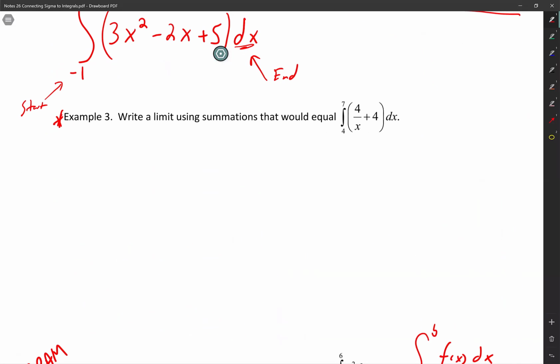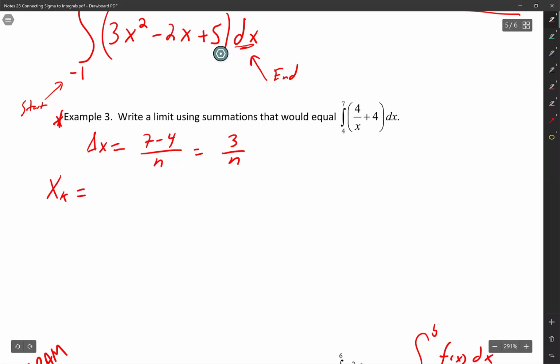Okay, let's go back to the one we didn't do. All right, let's see if we can figure this one out. Don't worry, guys, we're almost done. Let's see. Change in x: 7 minus 4 divided by the number of rectangles, so 3 over n. The x value of the kth rectangle: I start at 4 plus k times the delta x, 3 over n. 4 plus 3k over n.